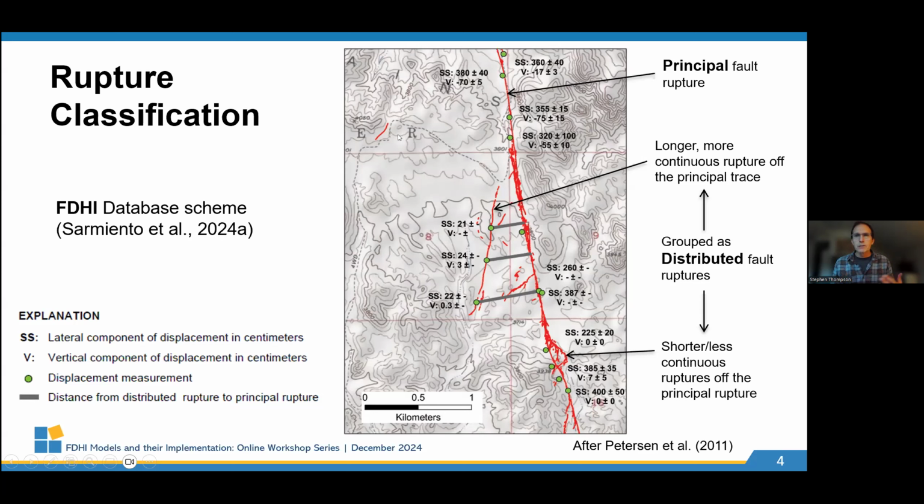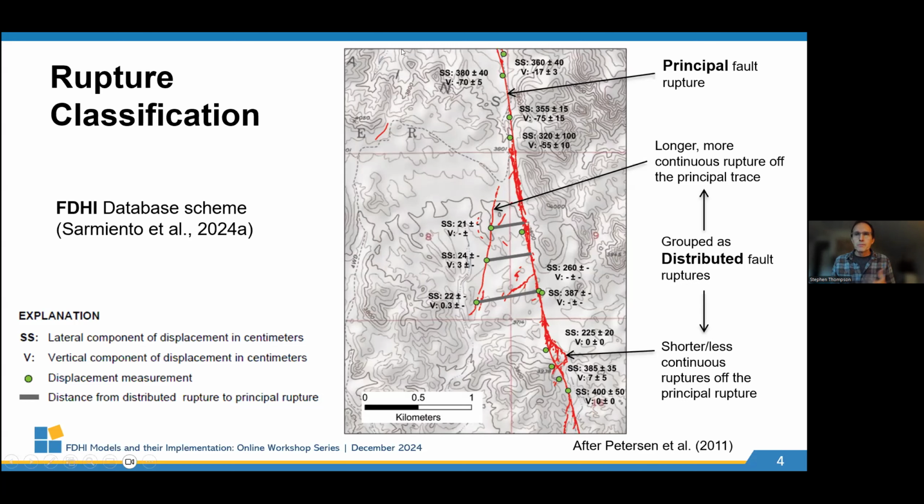Fia gave a great example of how in the Schur scheme, they might be differentiating some of the longer and more continuous distributed ruptures from the shorter and more random and less continuous distributed ruptures. In the Petersen et al. scheme, which is being continued for the FDHI database scheme, we're grouping all of these together as all distributed ruptures.